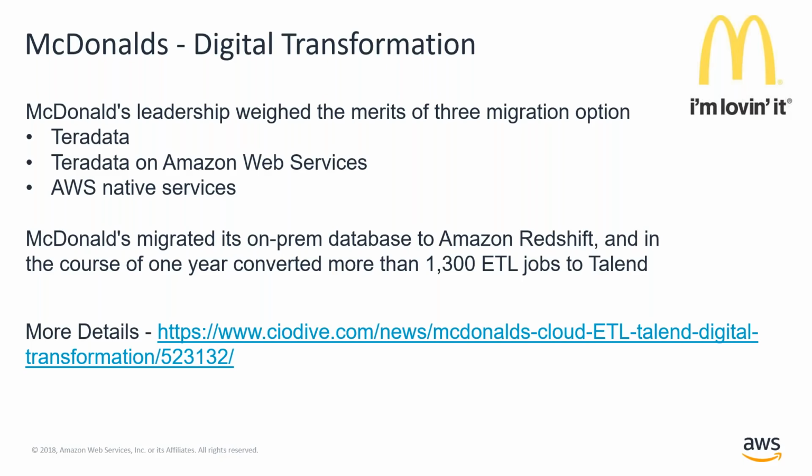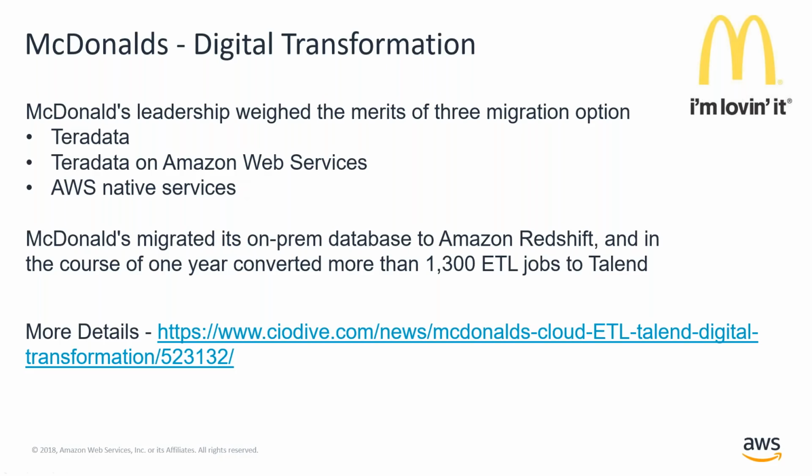And so McDonald's looked at, and I think the article does a great job of covering some of the decision points that they made in terms of looking at a few options: on-premise, running a data warehouse on Amazon EC2, or looking at AWS native services. And McDonald's actually chose, and it's called out in this article, to migrate to Redshift, and not only moving tens if not hundreds of terabytes of data, but actually redoing their ETL jobs and taking advantage of the power that Talend brings from an ETL source. And so over 1,300 ETL jobs were re-platformed to Talend as part of their digital transformation to AWS as well.